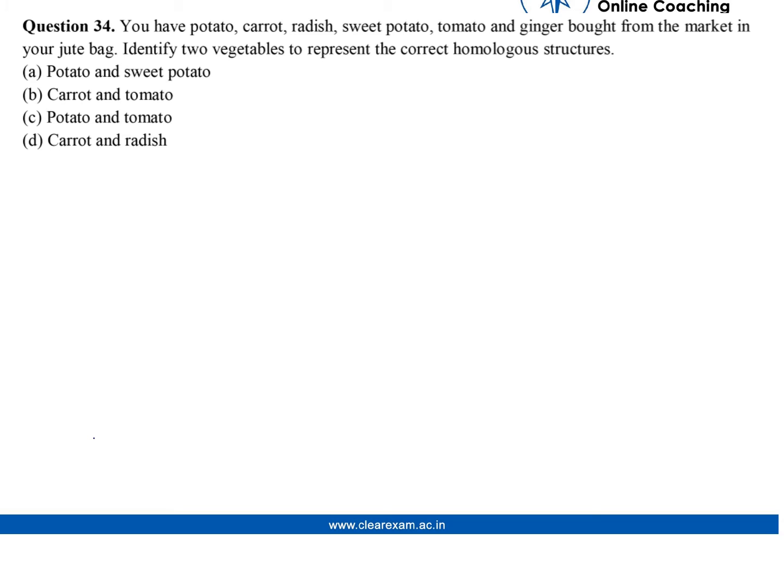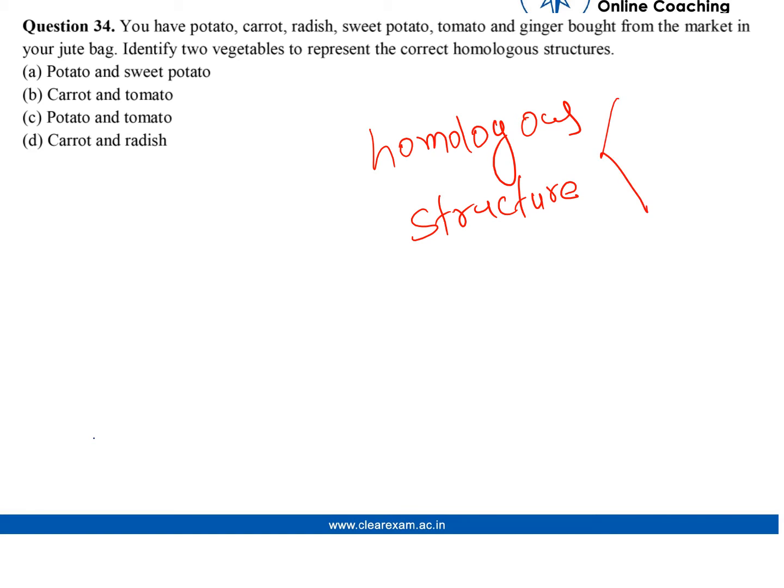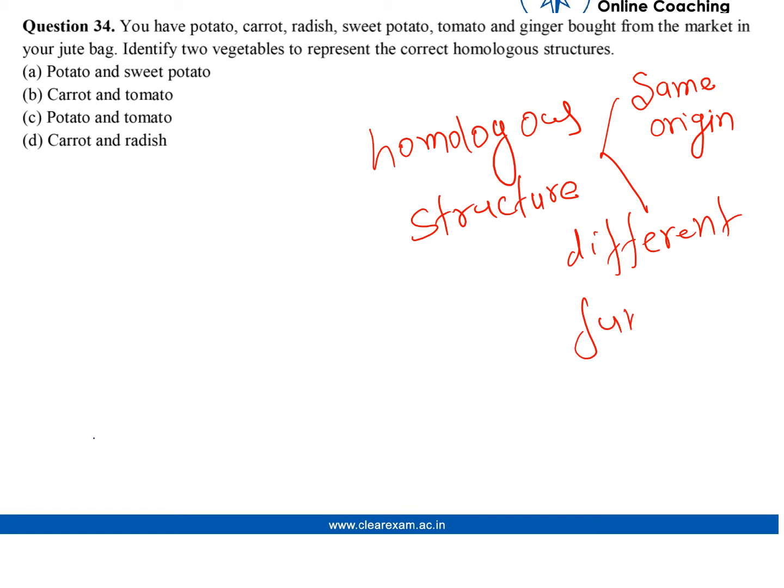For homologous structure, which are same in origin but different functions.